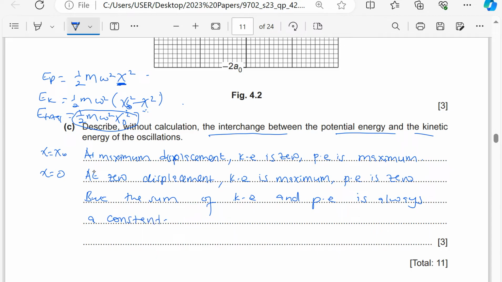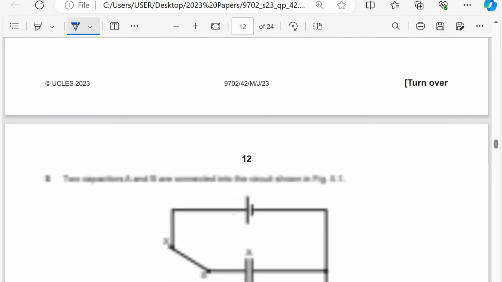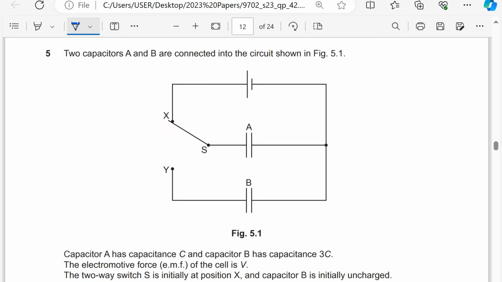When I add the kinetic and potential, I'll always get a constant, even though as kinetic decreases, potential increases, and vice versa. Okay, so that is harmonic motion.